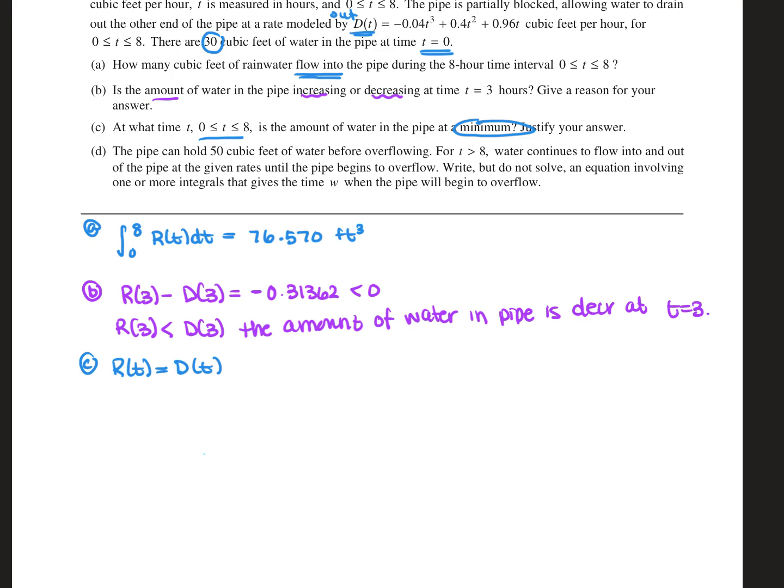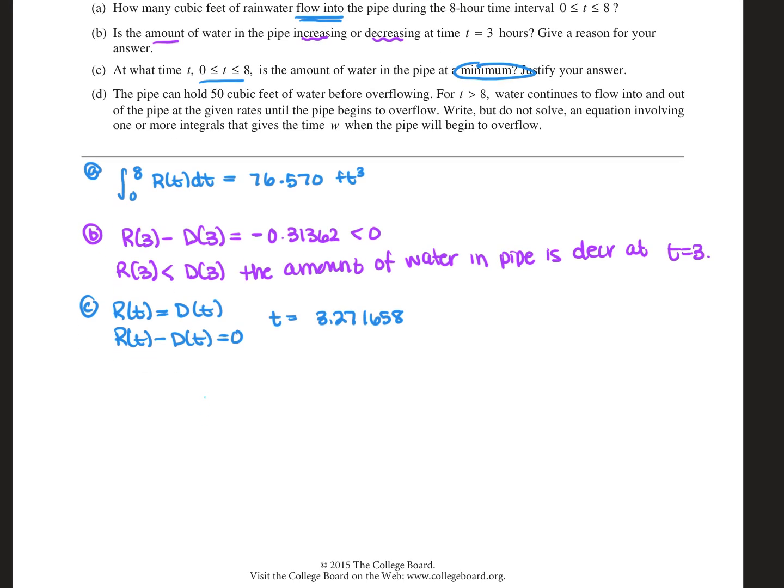You can put those two into your graphing calculator and look where they intersect, or you can subtract them and look for the x-intercepts. So either the intersection of the two graphs or where the difference intersects 0, and we get that it is equal at time t equals 3.271658. That's just a critical point. We do not know if that's a maximum or a minimum at this point, so we need to test our values because it is a closed interval.